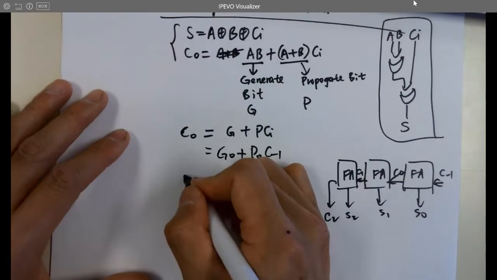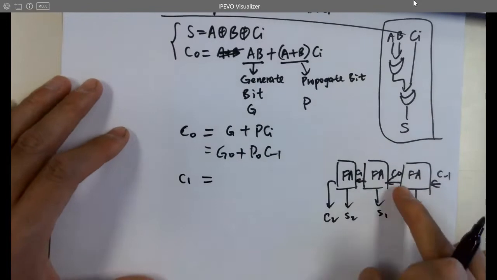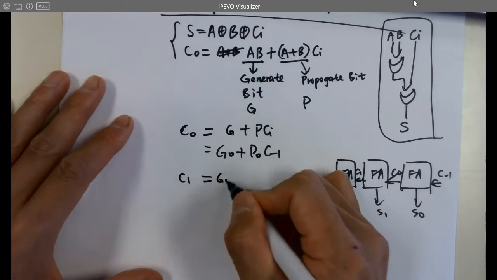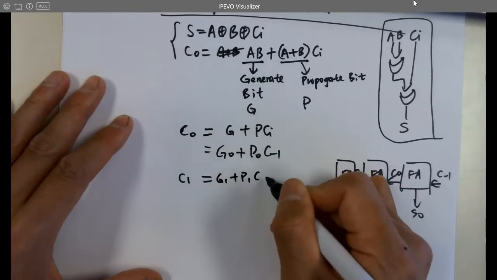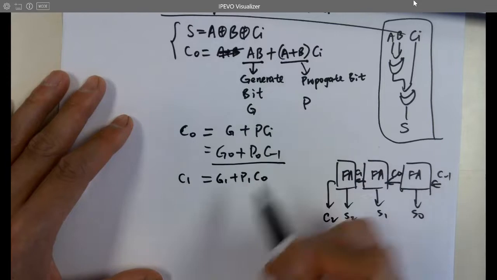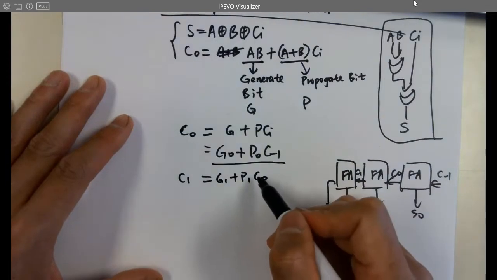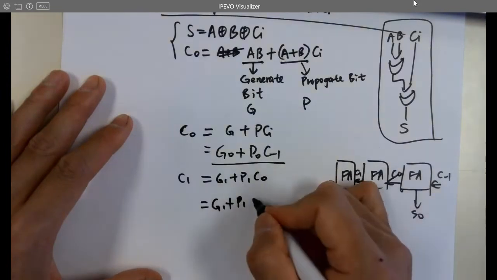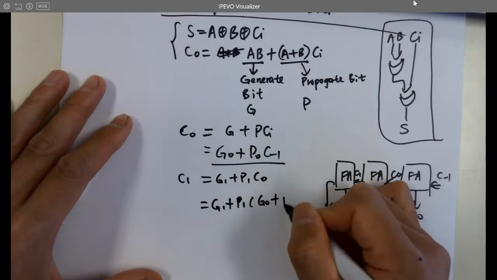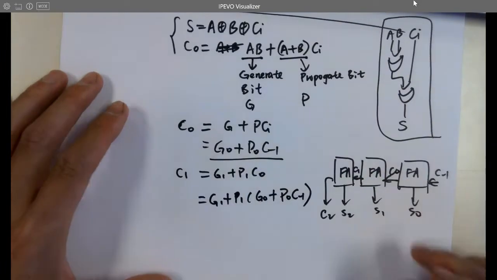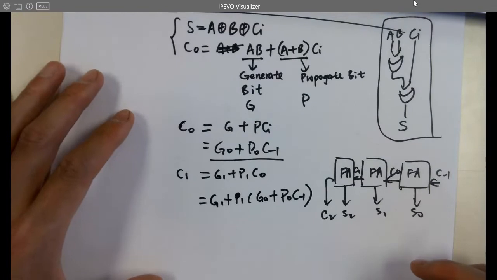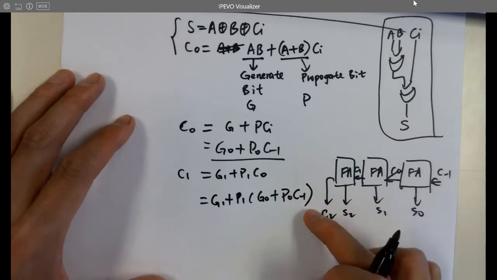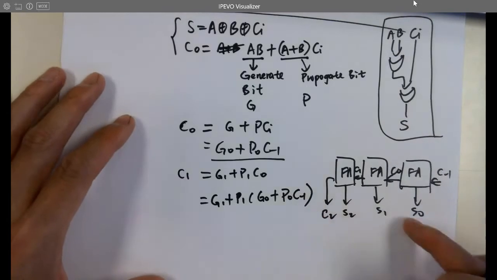What about C1? So CO is this, C1 is G1 or P1 C0. And you have C0 here, so just substitute the C0 with this one. Just keep going. Intermediate carries, right? So if you have a carry in, you can directly get CL. That's why it's faster. You don't have to wait for these ones.